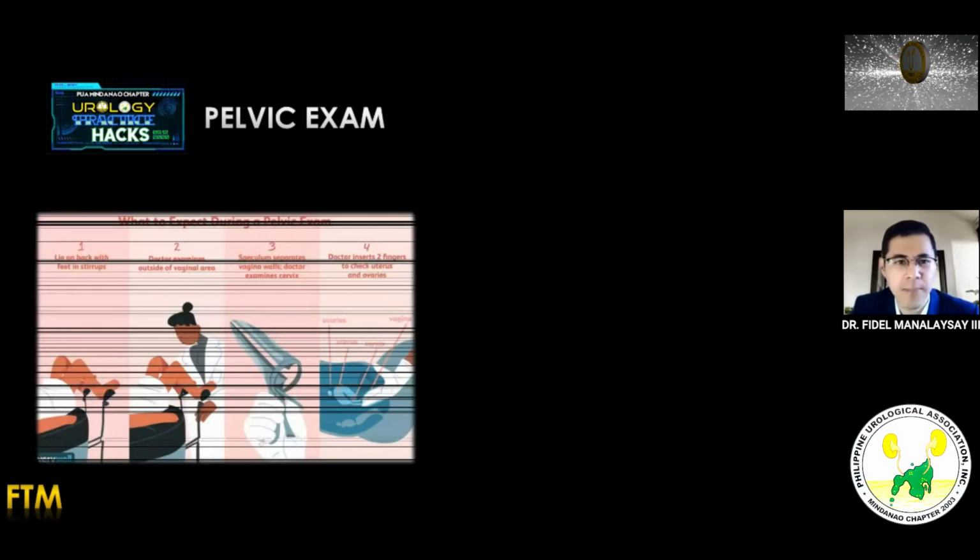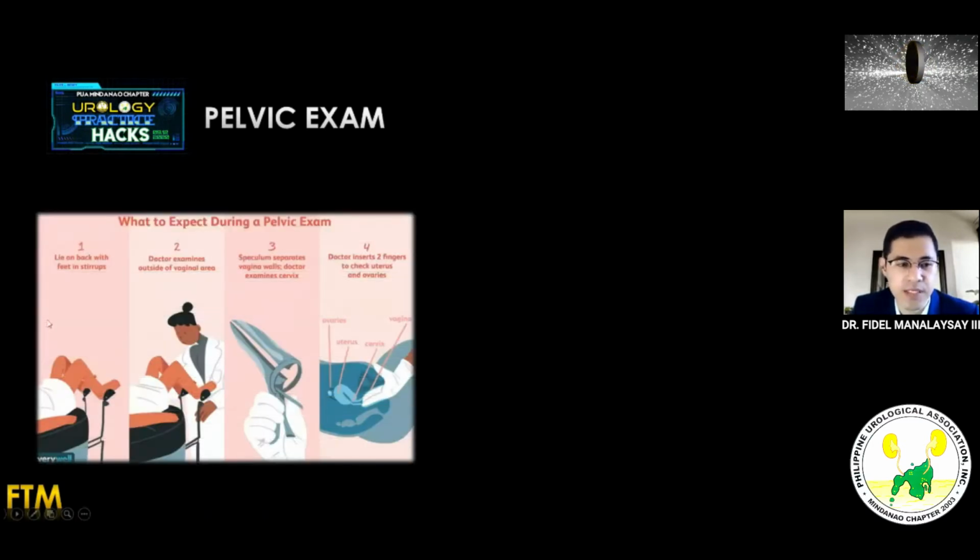So how do you do a pelvic exam? First, we ask the patient to lie down, and then we examine the external genitalia, and then thirdly, we use a lubricated speculum and inspect the vaginal walls and the cervix. And lastly, we do an internal examination with the use of a gloved finger, inserted, and check for the uterus and ovaries.